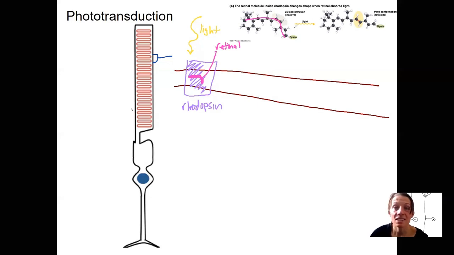So when light hits this retinol molecule, it changes shape. So when light hits, it's actually going to go from this shape to, I'm going to draw this in a different color here. We'll draw it red. It's kind of more straight. This is our straight conformation. If you like chemistry, you'll see this is actually the cis and trans conformation of the molecule.